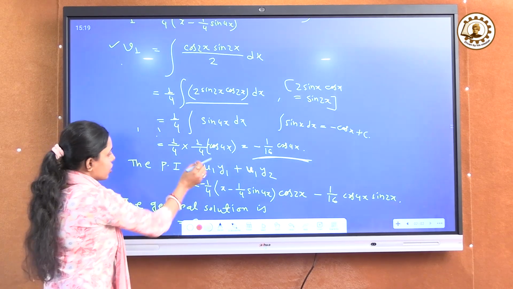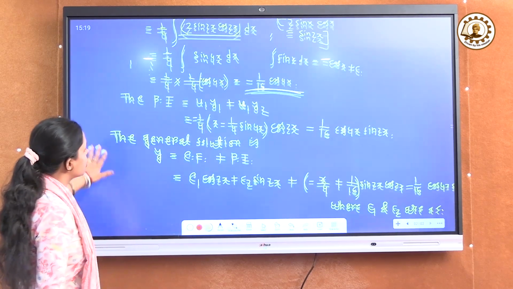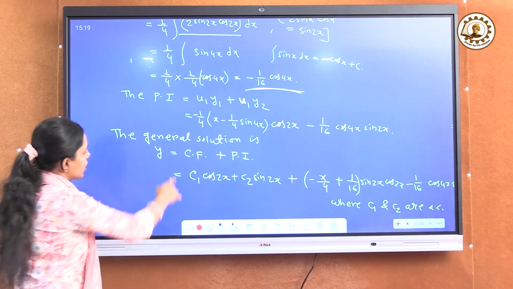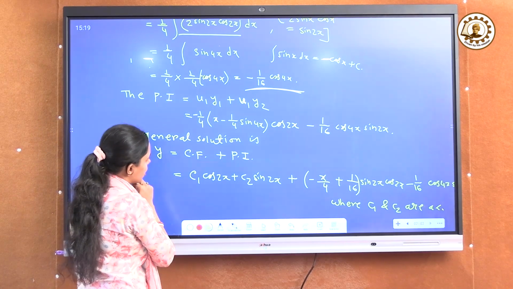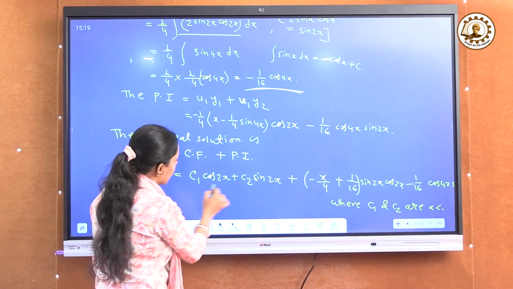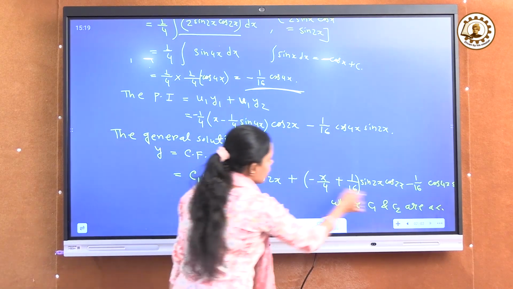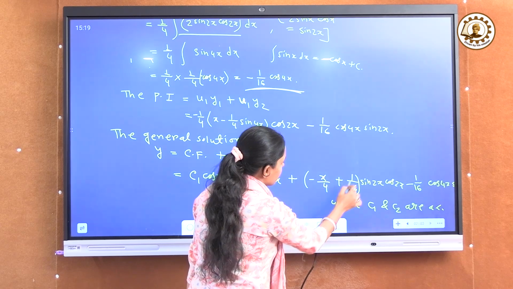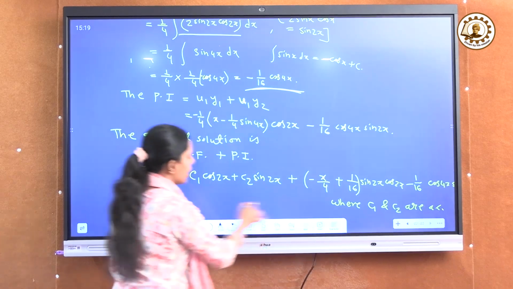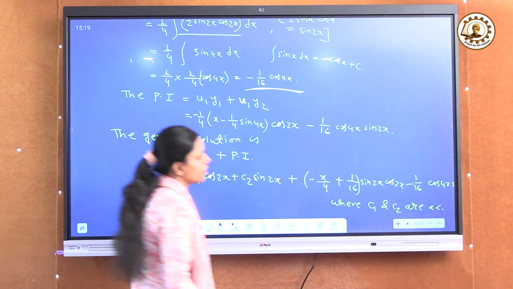We substitute these values and get the result. The general solution is the homogeneous plus non-homogeneous part, that is, complementary function plus particular integral. The complementary function is c1 cos 2x + c2 sin 2x, plus the particular integral we calculated, minus x/4 plus 1/16 sin 2x cos 2x minus 1/16 cos 4x, where c1 and c2 are arbitrary constants.